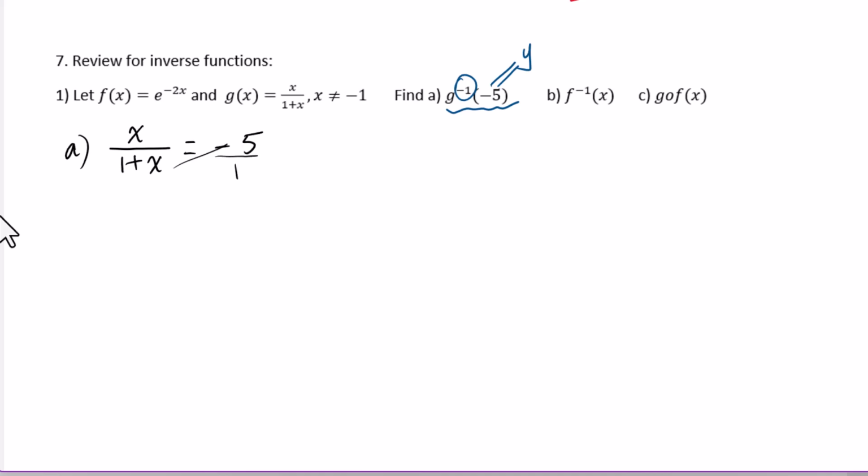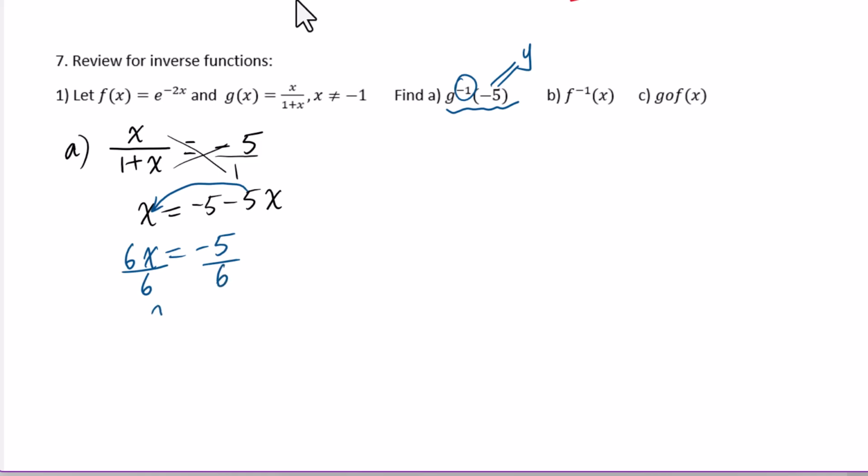Cross multiply. X equals negative 5 minus 5x. Move negative 5x to the left side. 6x equals negative 5. Divide by 6 both sides. X equals negative 5 over 6. So, inverse g of negative 5 equals negative 5 over 6.